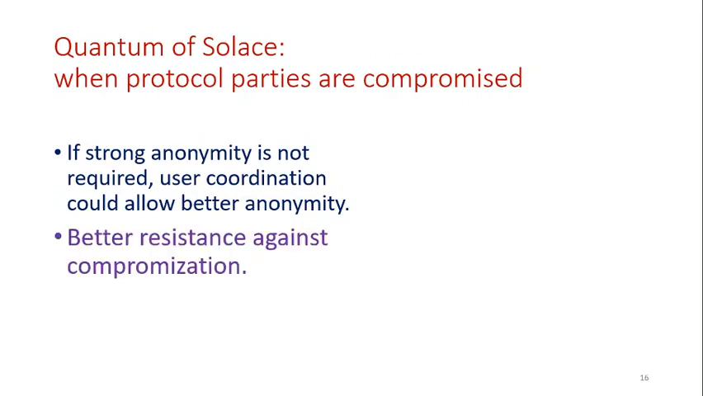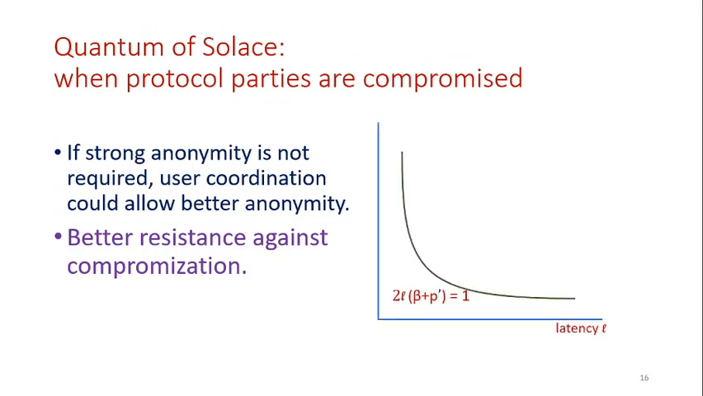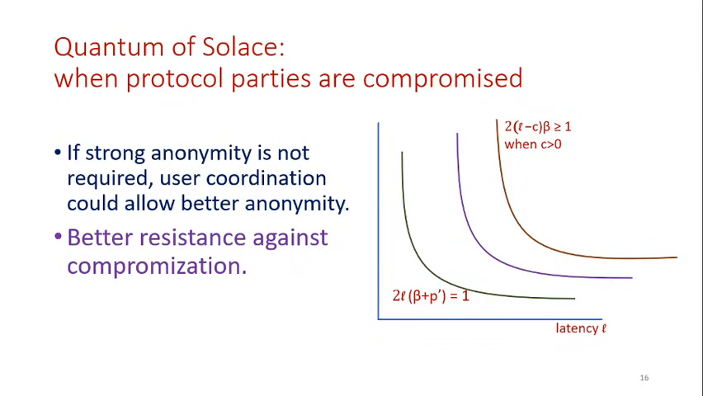Also, user coordination provides better resistance against compromisation. So let's explain that with a graph. This is the graph for the universal necessary constraint. Then this is the curve for when there are no compromised nodes but without user coordination. The necessary constraint becomes much easier for protocols with user coordination.